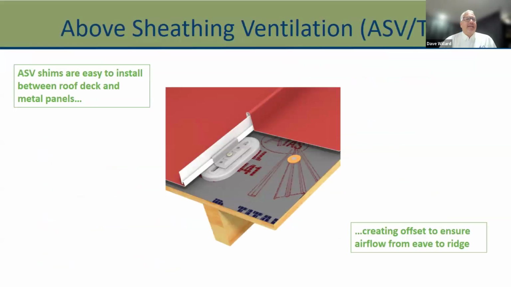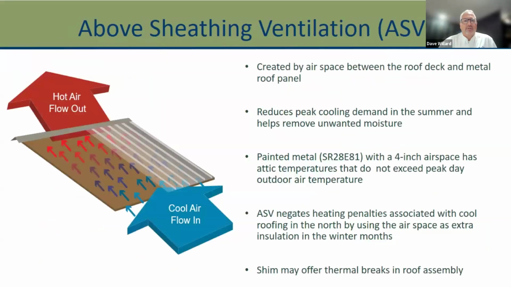The first one is an ASV shim, or an above sheathing ventilation shim. What this does is your clip sits on this, which is going to give you an offset or a gap between the panel and the roof deck. And this can promote that heat to go up and then out of a vented ridge. So it allows you to cool that roof naturally. As it shows here, cool air can flow in, hot air flows out, and it creates that airspace between the roof deck and the metal panel.